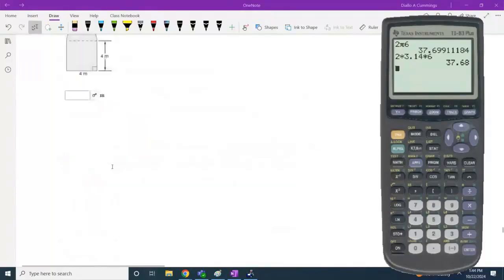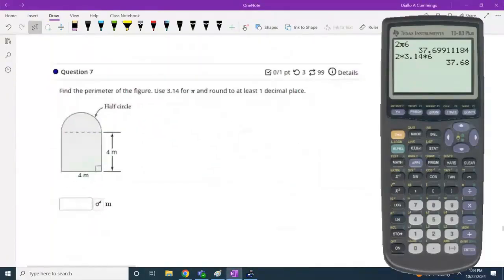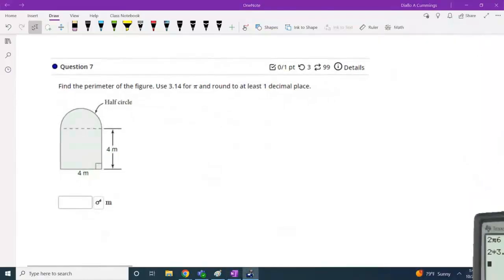All right, that's number 8, and this is number 7. Okay, 7 says find the perimeter of the figure, use pi as 3.14, round to at least one decimal place. And we can see that this figure consists of a half circle or a semicircle, and it consists of a square. And we're asked to find the perimeter.